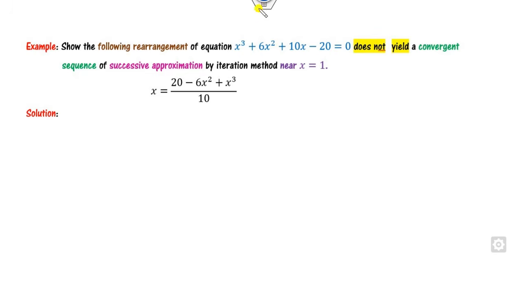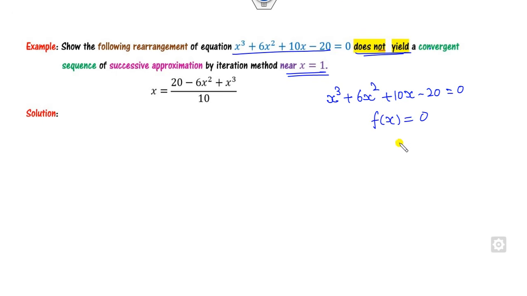Look at the last example. Show that the following rearrangement of the equation does not give a convergent solution about 1. It means, what is that? It means you have this equation which is nothing but f of x is 0. You can transform this equation into x equals g of x, where x is my here. Like you can find the value of x from here. What will be 20 minus 6x square? Sorry, it will be the minus x cube divided by 10, and then show it is not convergent.